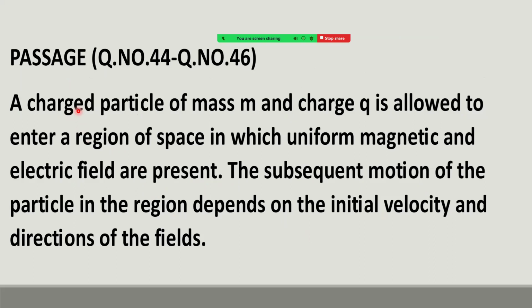A charged particle of mass m and charge q is allowed to enter a region of space in which uniform magnetic and electric fields are present. The subsequent motion of the particle in the region depends on the initial velocity and directions of the fields.